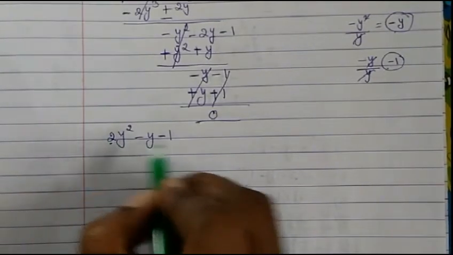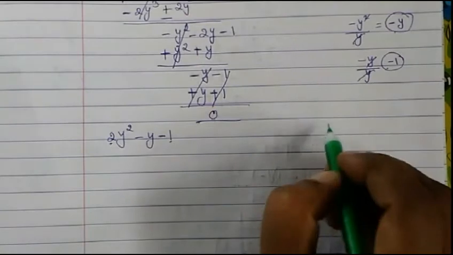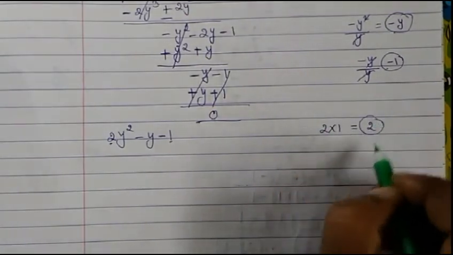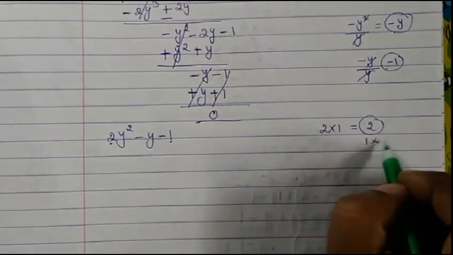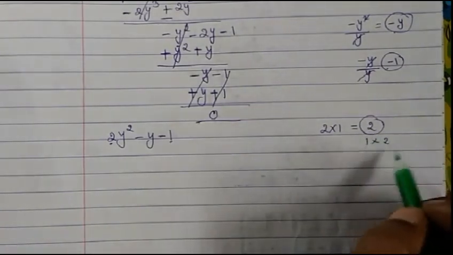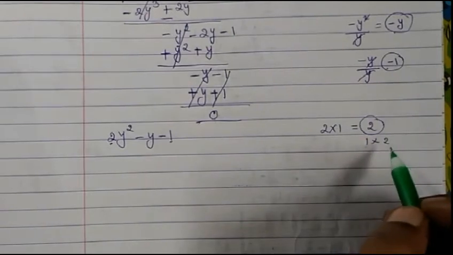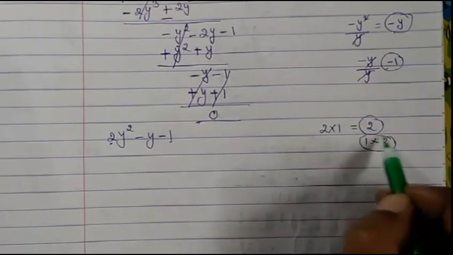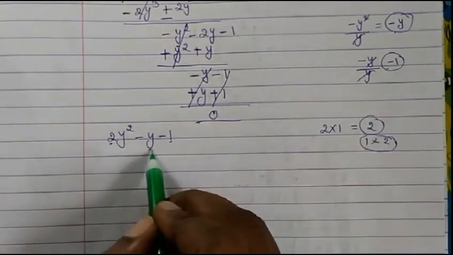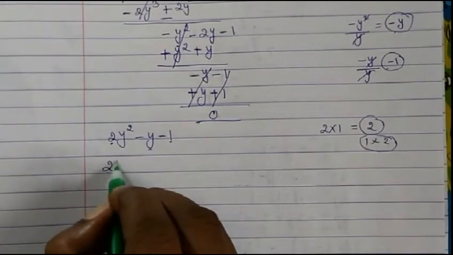So here we will take the first coefficient of the first term and then the last term number, we will take 2 into 1, 2. Now factors for 2, what are the factors? 1 into 2 is the factors of 2. Now we don't have any other number, therefore we will take only this pair, 1 into 2. Now what if we write, we will get the middle term.